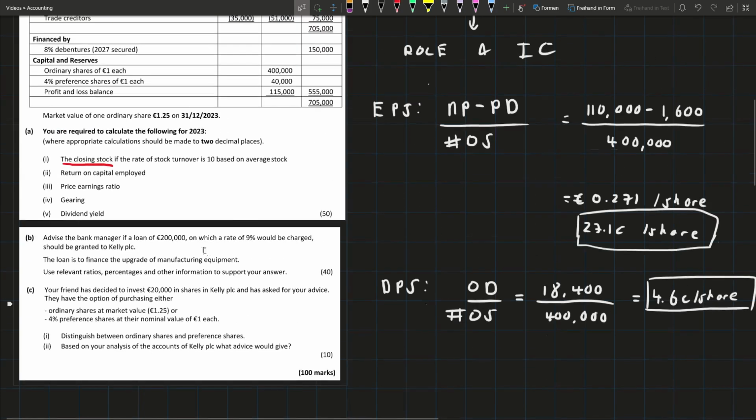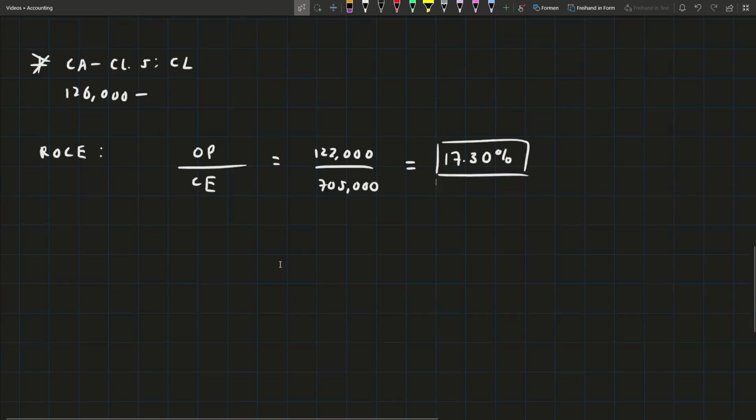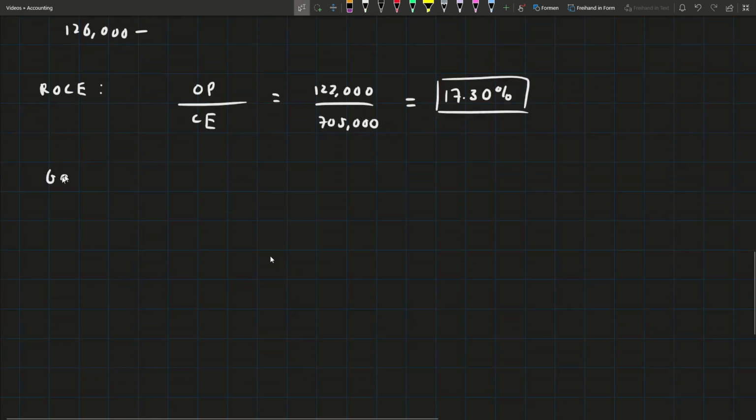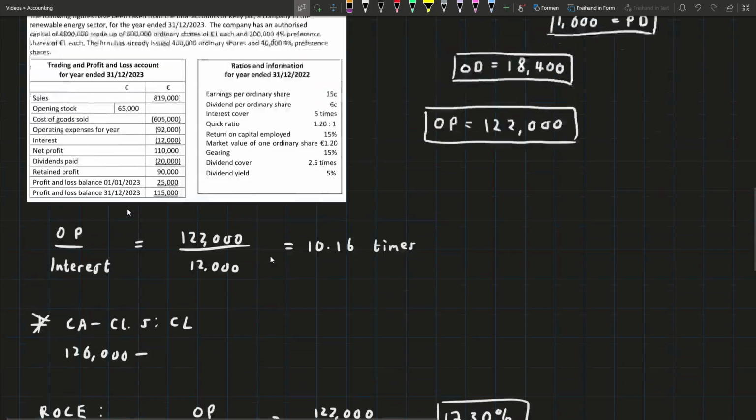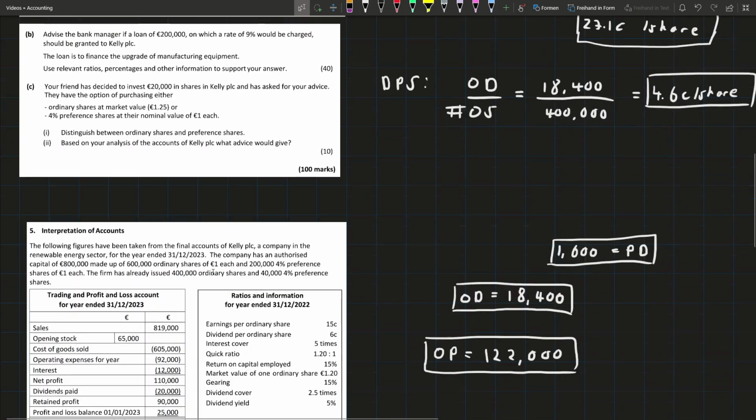Market value of a share, we're given that here. Don't need to write it down. Gearing. Gearing is basically your ability to pay off, or how much gearing. What gearing means is how much of your company is made up by debt in the long term. So obviously asset test ratio, you have to do it short term, current and current. This is long term.